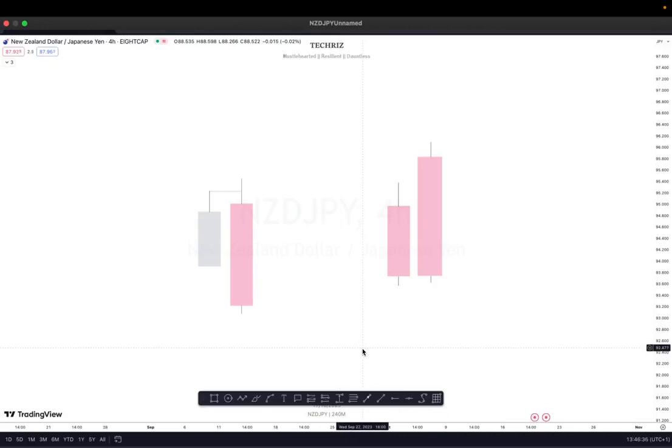So for this section, because this video is going to come in like 3 to 4 videos or so, for this particular section I'm going to be talking about liquidity sweeps and break of structures, right?